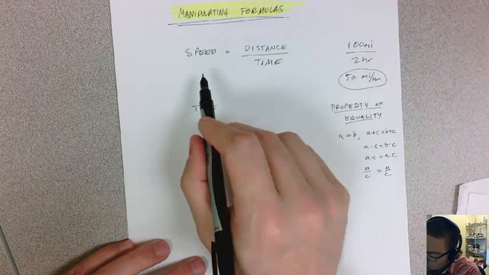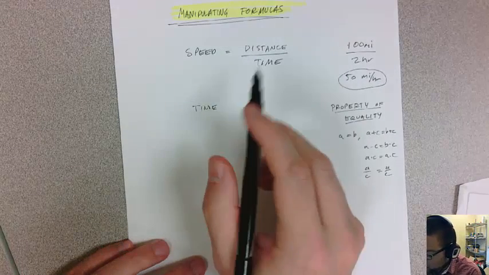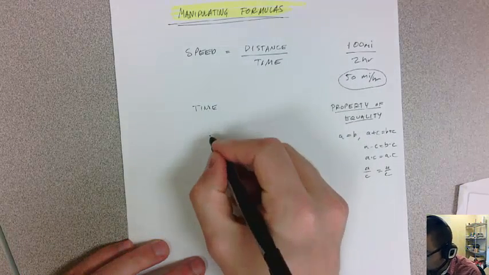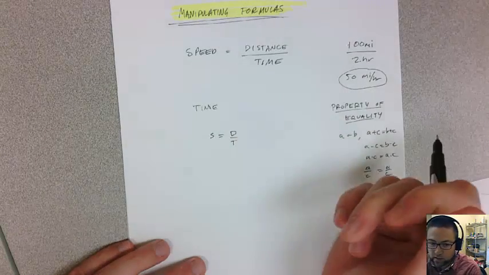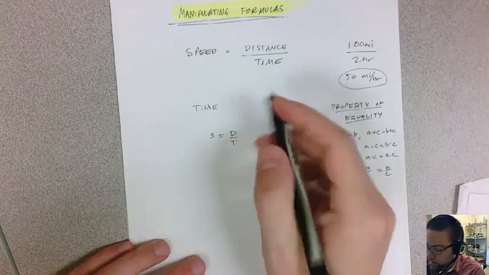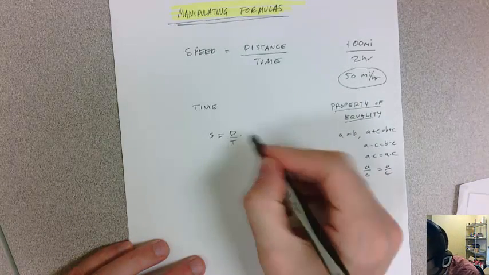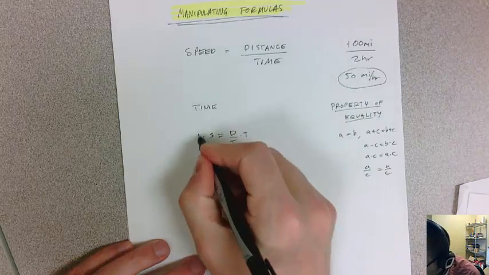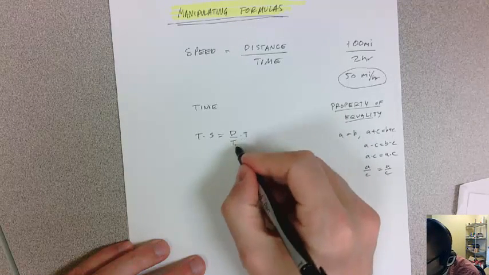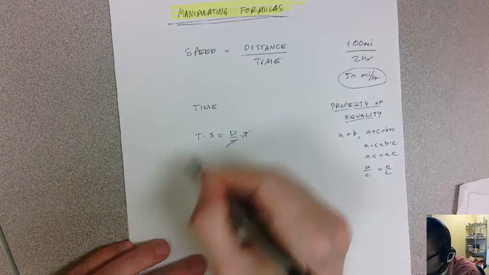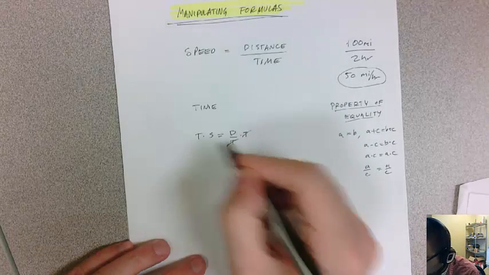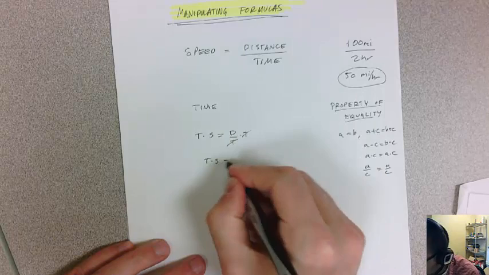So instead of using the full word, I'm just going to use the first letters. So S is equal to D divided by T. It makes it a little bit easier to deal with instead of writing it all out. So I'll multiply both sides by T. That T divided by T is just 1. Any number divided by itself is 1. And now I have T times S is equal to D, right?